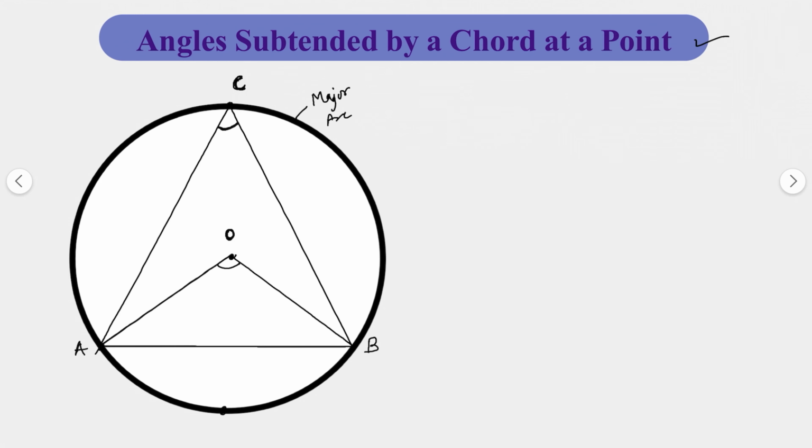And we can also have another point. Let's take one more point D in the minor arc of the circle. If we join D to A and B to D, we get another angle, made by the same chord AB in the minor arc of the circle. So from here we conclude that if we have a chord in a circle, that chord will make 3 angles.